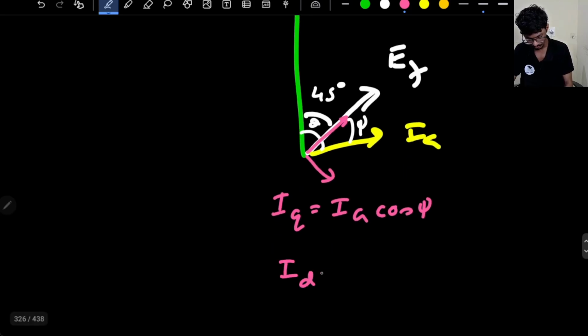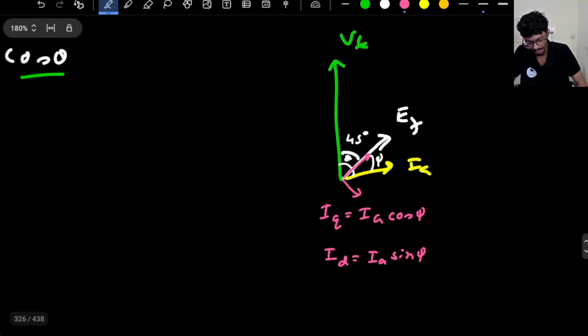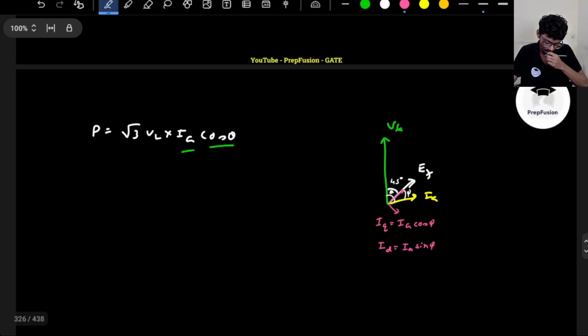ID is equal to IA sin ξ, right? So these two are the components of IA, IQ and ID. Now how will I find out the values? That is what I am trying to think. How will I find out IQ and ID in terms of my VT? That is what I am trying to find out.